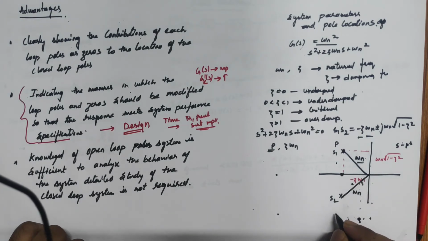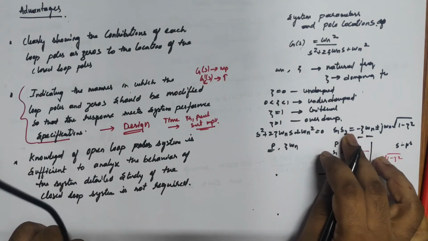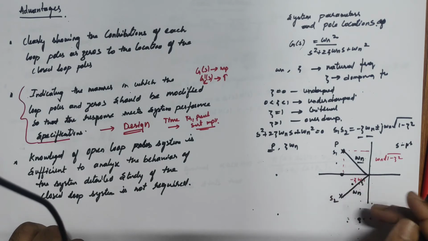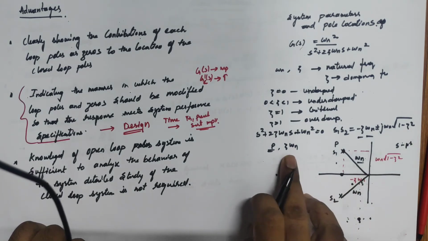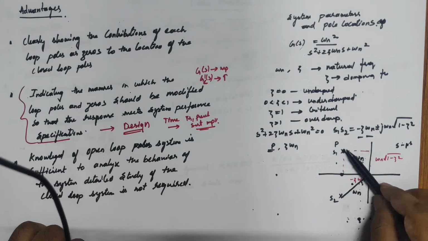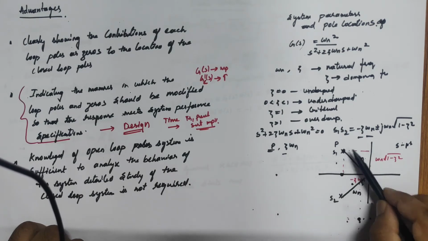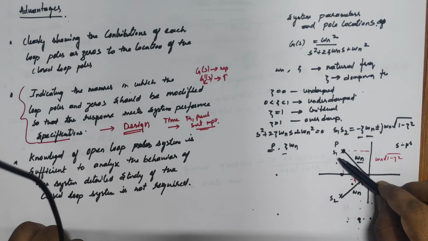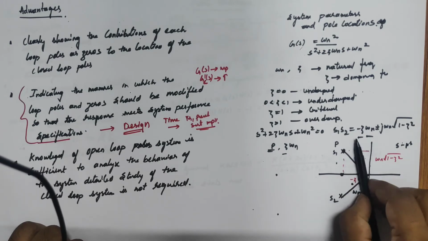What you will say this is, is a locus of poles with constant omega n. So if my omega n is constant and my zeta value is varied, this will rotate. Okay, this will shift, and this is also shifted, and this is also shifted.